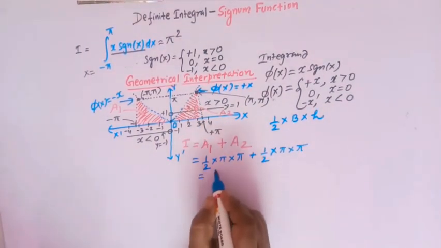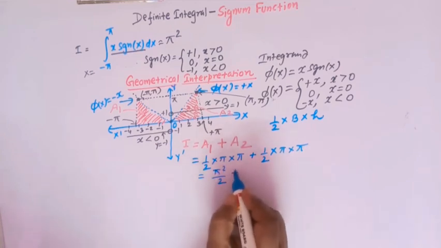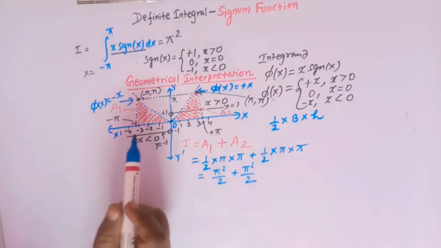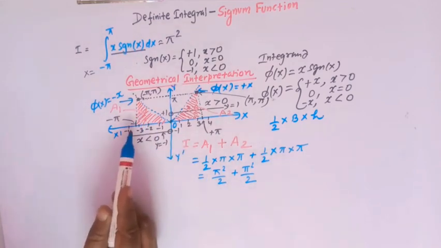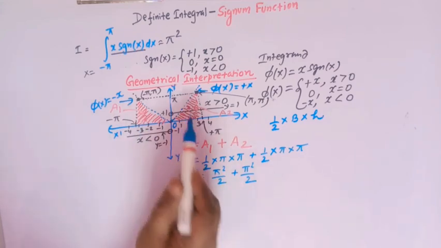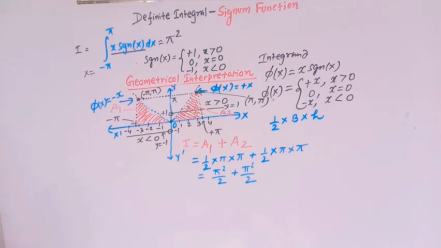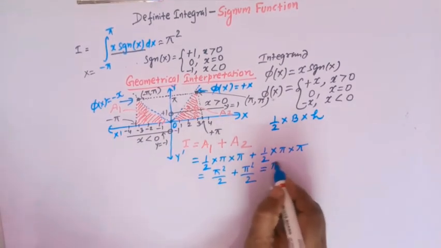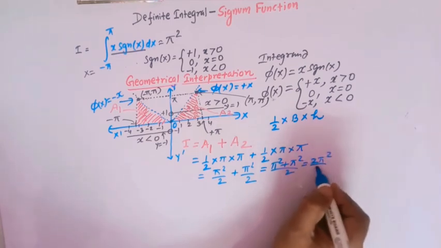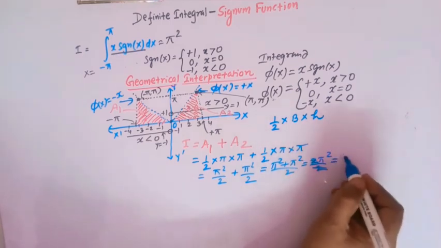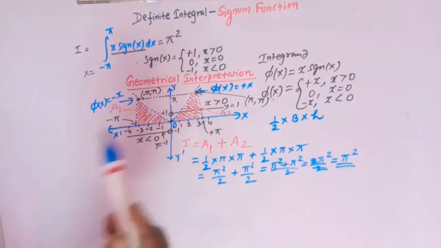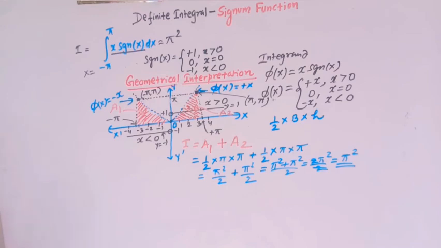So we have pi square over 2 plus pi square over 2. This we have obtained earlier. So the area of this triangle is pi square over 2, and the area of this triangle is also pi square over 2. So this is pi square plus pi square over 2, that is 2 pi square over 2, and 2 get cancelled, and we are left with pi square, which is the same as what we have obtained earlier.